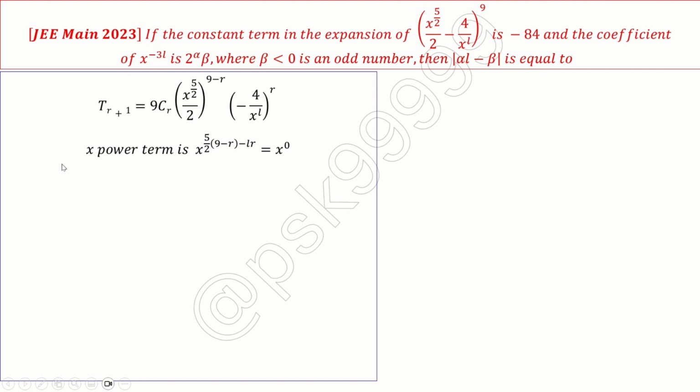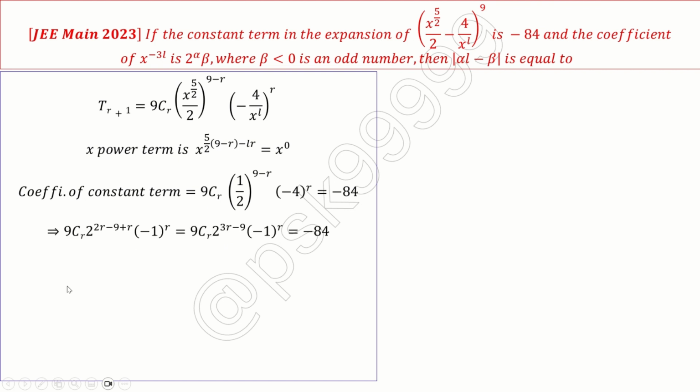Now what is the quotient of this one? That is also important, because we need to understand the quotient too. So the quotient of the constant term is 9CR, 1 by 2, because if I remove all the x out of it, I'm left with 1 by 2 whole to the power of 9 minus R into minus 4 whole to the power of R, which is given as minus 84. Now, there is only one variable here. This I can solve easily.